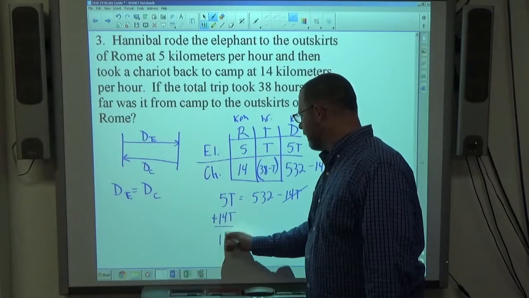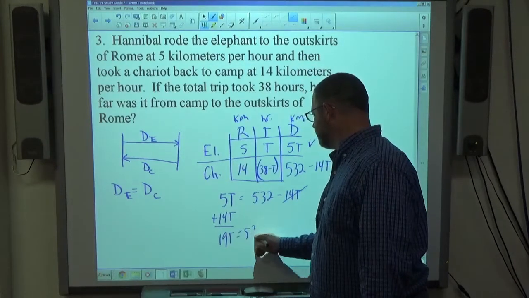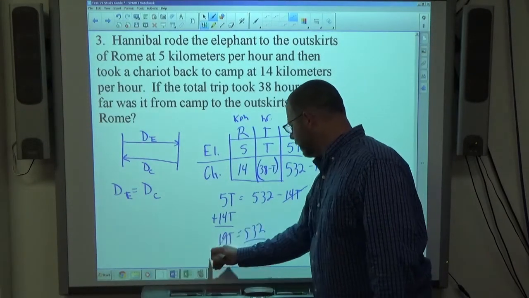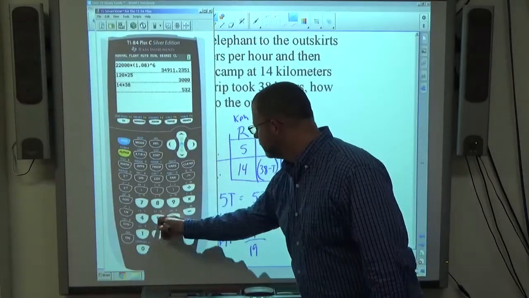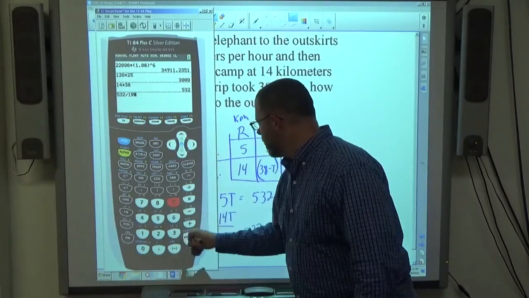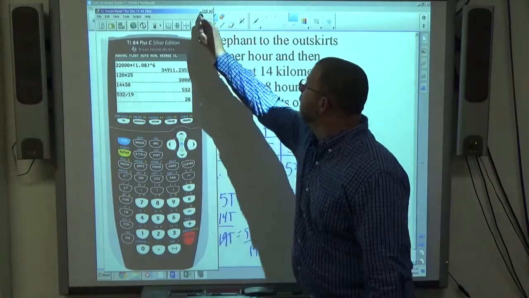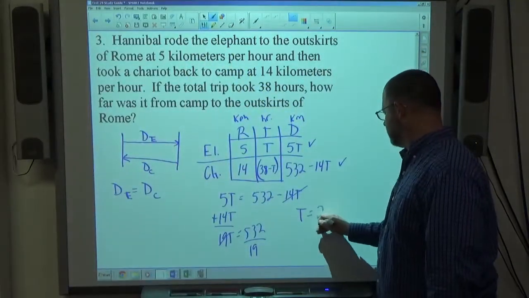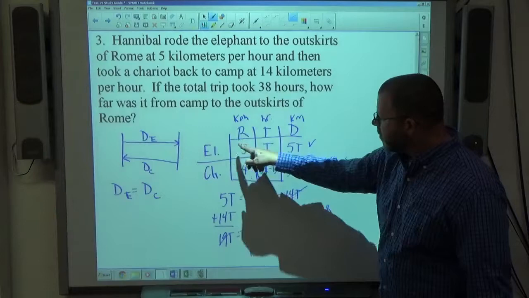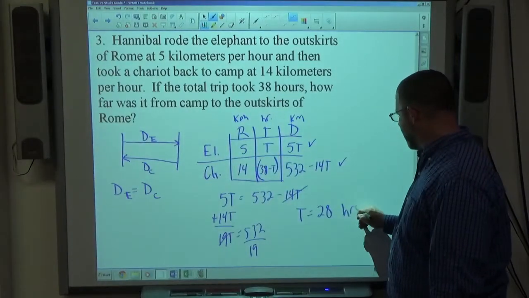14t moves to the left, you get 19t is equal to 532. Divide both sides by 19. It comes out to 28. t is the time on the elephant, so 28 hours is what that is.